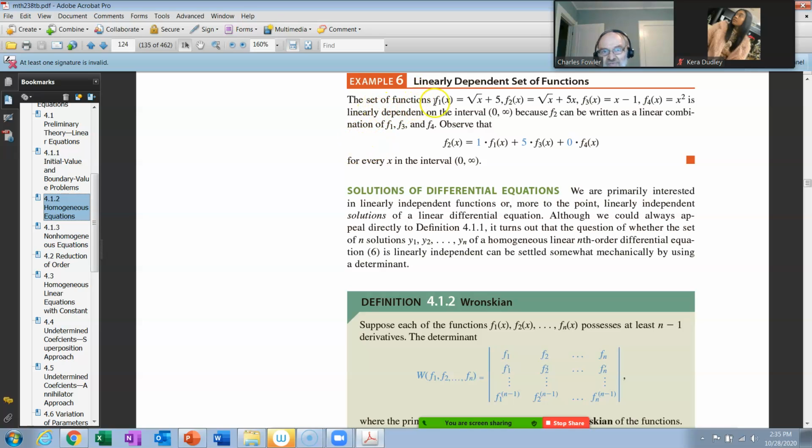Here is a set of functions. f1 of x is the square root of x plus 5. f2 of x is the square root of x plus 5x. f3 of x is x minus 1, and f4 of x is x squared. Now they say that set of functions is linearly dependent on the interval from 0 to infinity.